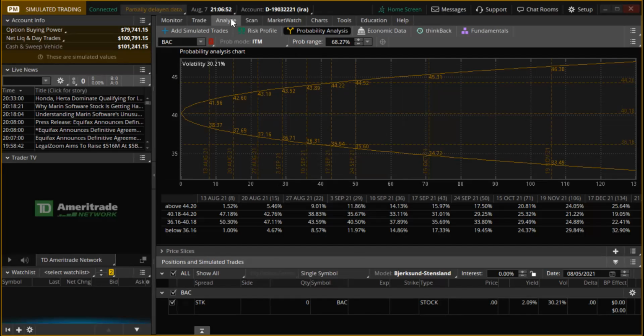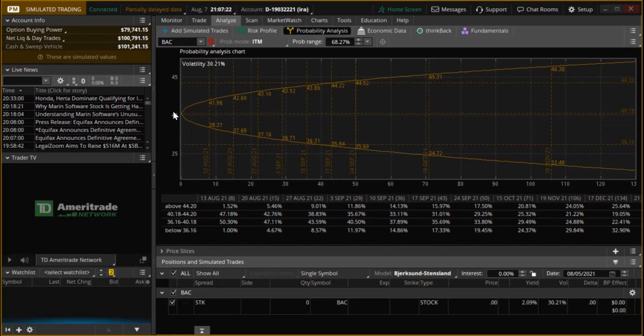So first thing I'm going to do is either go to my simulated trading account, which is a paper trade account where you don't risk your real money, or your actual funded account. It's going to turn out to be the same thing that you see, and I want to go over to my Analyze tab here, and I want to click on Probability Analysis. Now for this video, this will cover the probability analysis and how it will help you.